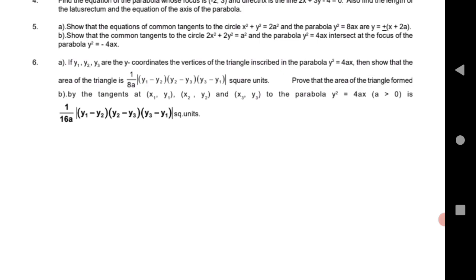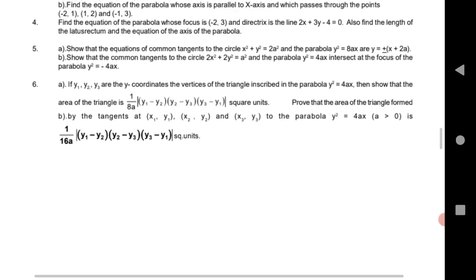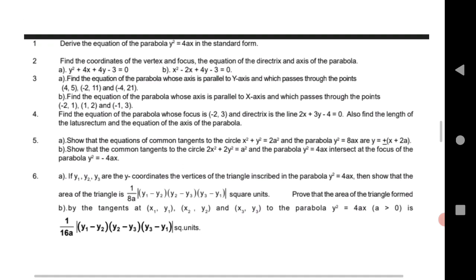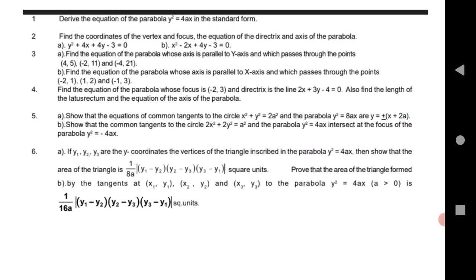Sometimes they may ask 1 by 8a, sometimes they may ask 1 by 16a. This is a very important question. If you are preparing for this, I request you to go for the standard form. Next is x-axis, y-axis. Third question is very important, and the last question is very important.